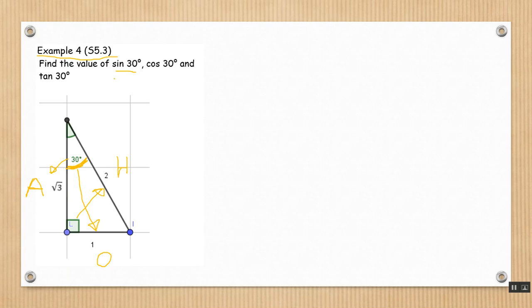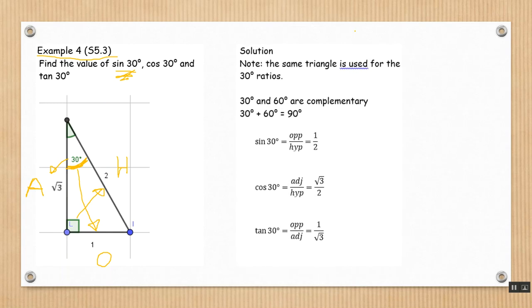So for sine 30, we have 1 over 2. For cos 30, we have root 3 over 2. And for tan 30, we have 1 over root 3.